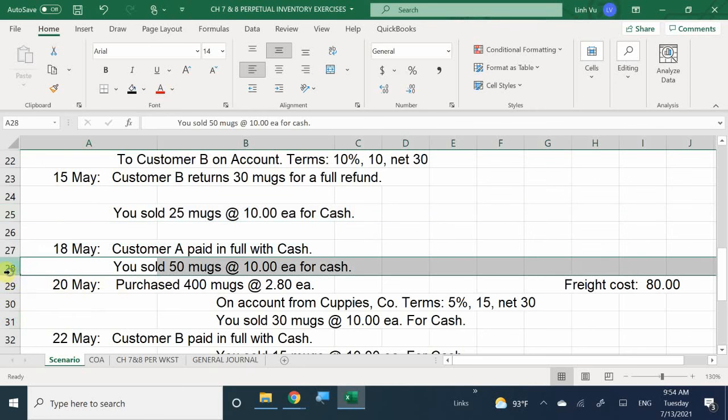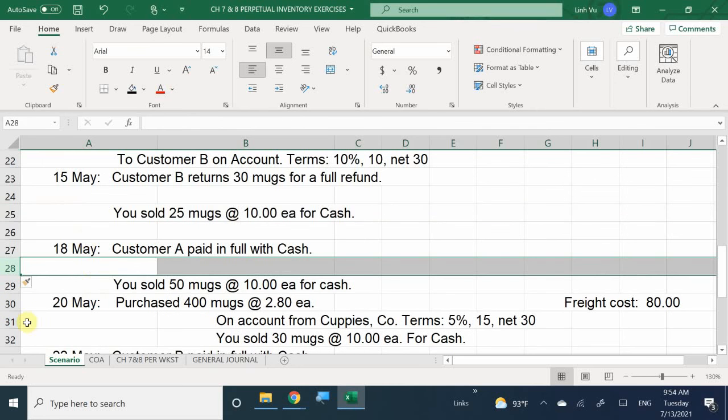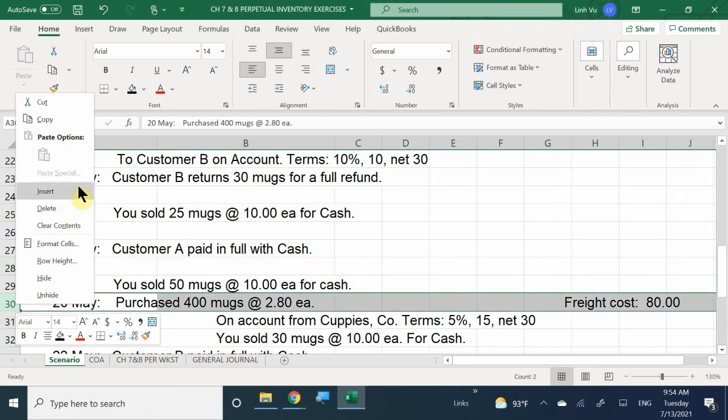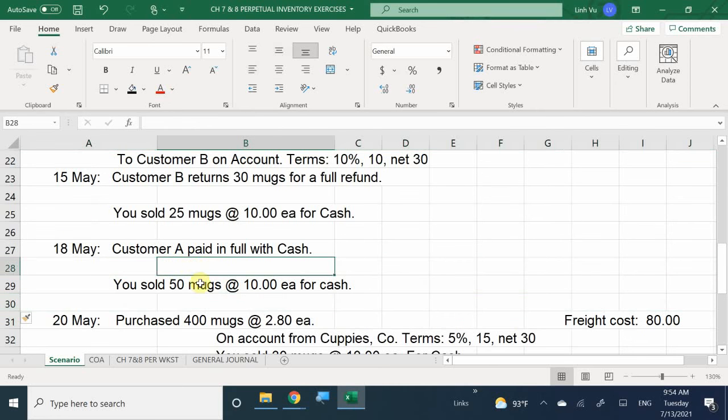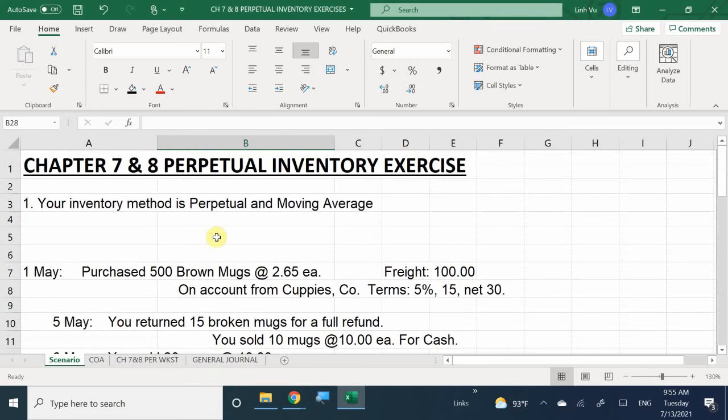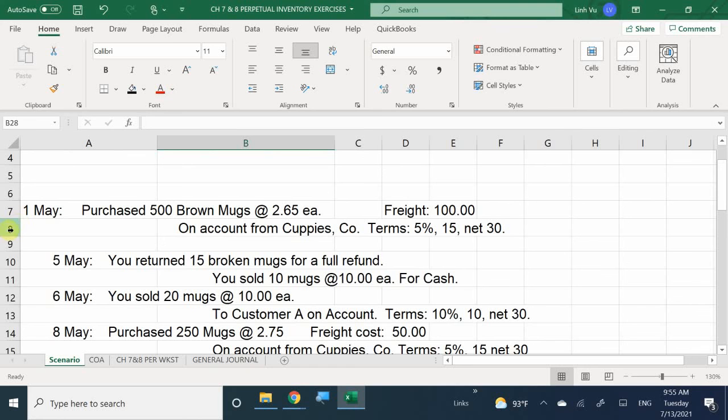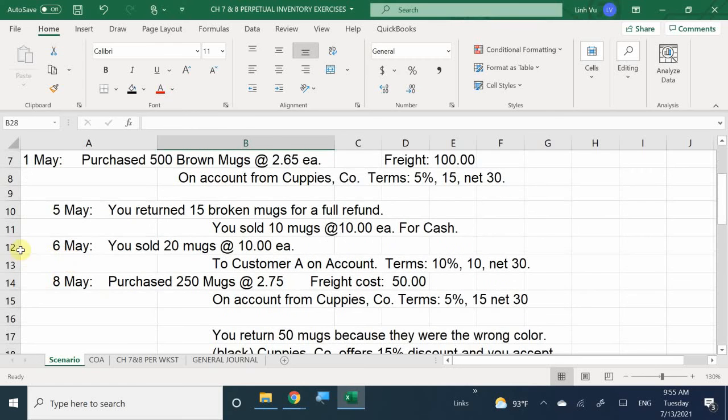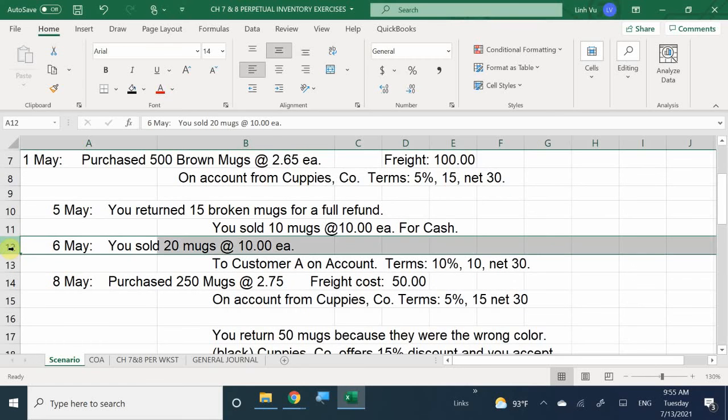Customer A paid in full with cash. So let's take a look at when we sold to customer A. Here we sold to customer A on the 5th. No, on the 6th. We sold it to customer A on the 6th. Now, we gave customer A terms. Did customer A meet the terms?